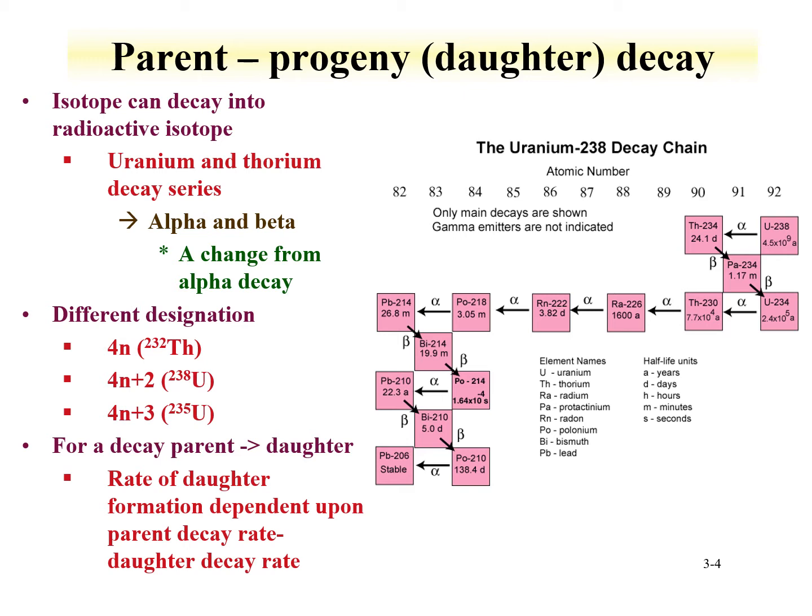For any system like this, for a parent-daughter decay, the rate of daughter formation is dependent upon the parent decay rate minus the daughter decay rate. It's this relationship that we're going to really exploit to help understand the equations and how we can address relationships between parent and daughter decays.